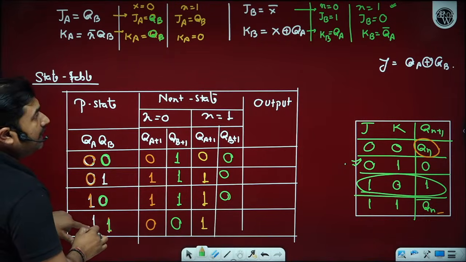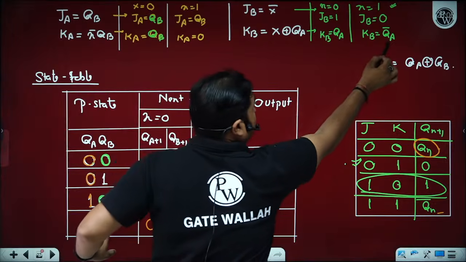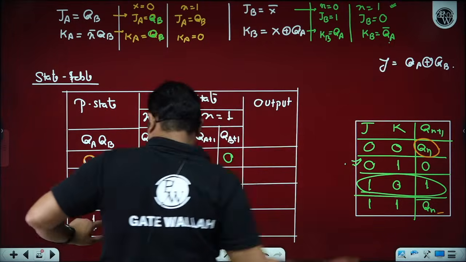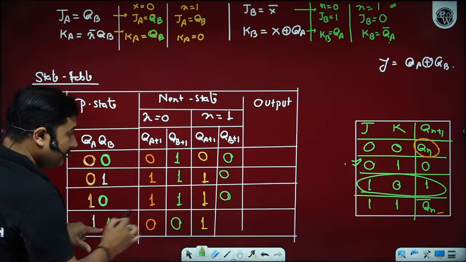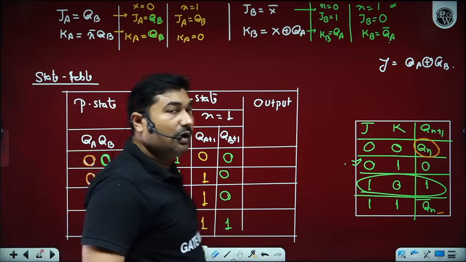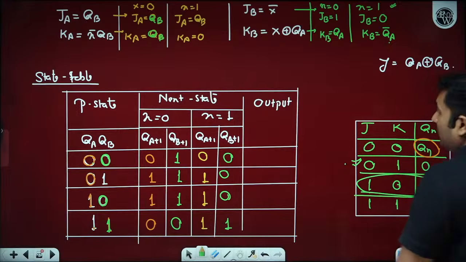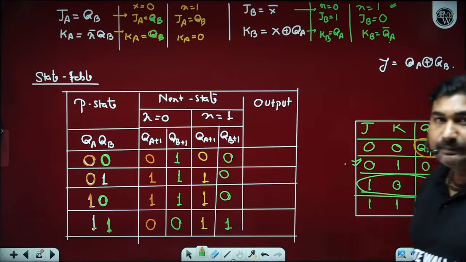Now if QA is 1, KB will become 0. 0, 0 is a hold state. Hold state, if previously 1, then QB plus 1 will remain in the hold state with x is equals to 1. Hoping all of you able to understand up to this part.